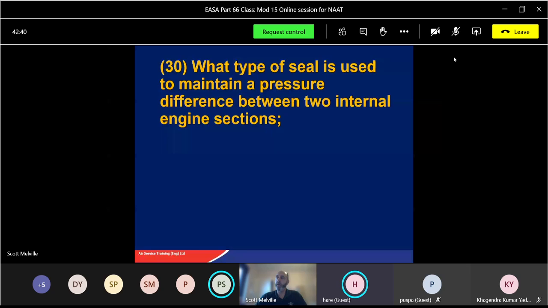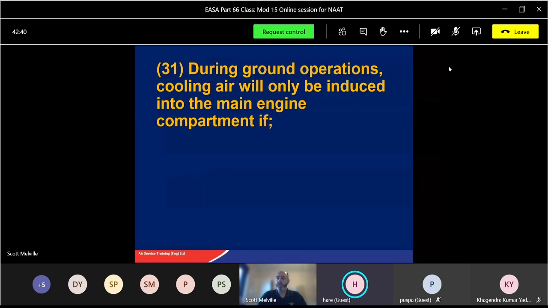What type of seal is used to maintain a pressure difference between two internal engine sections? Multiple air seal. An easy one. Yes, a multiple air seal, for two different sections. Good. 31.